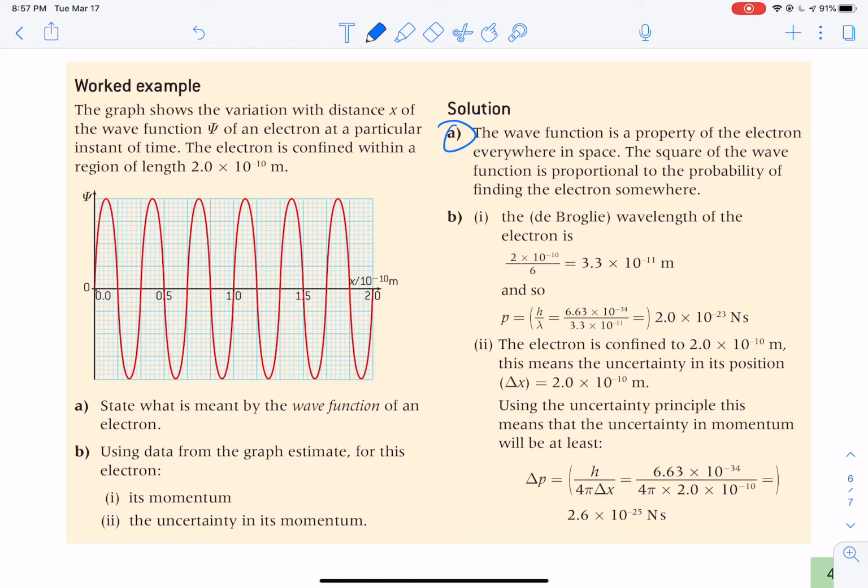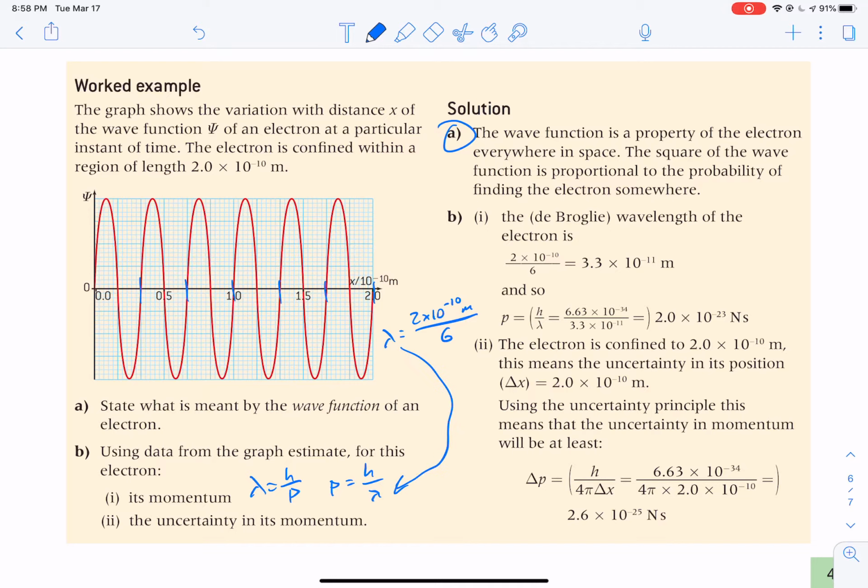First, to find momentum, we're going to use the de Broglie wavelength equation. Wavelength equals h over p. Solving for p, p is h over the wavelength. And I can tell the wavelength in this graph because I can see there's, let's count them, 1, 2, 3, 4, 5, 6 complete waves within this 2 times 10 to the negative 10th space. So the wavelength must equal 2 times 10 to the negative 10th meters over 6, because there are 6 complete waves in there. So the wavelength is that.